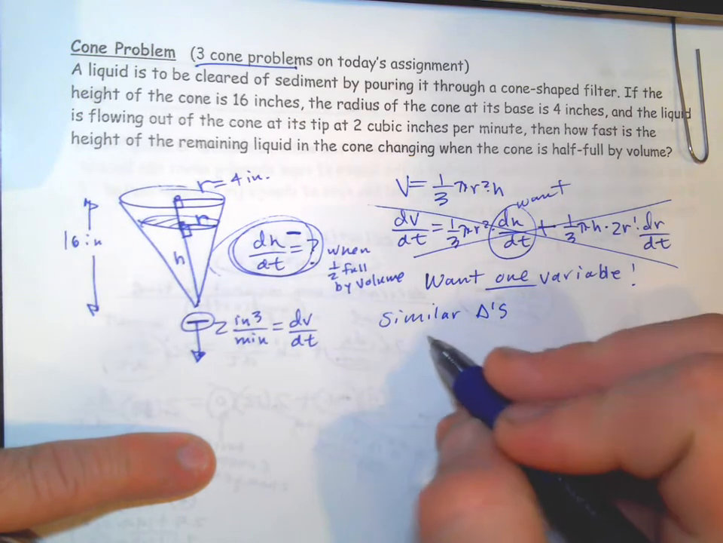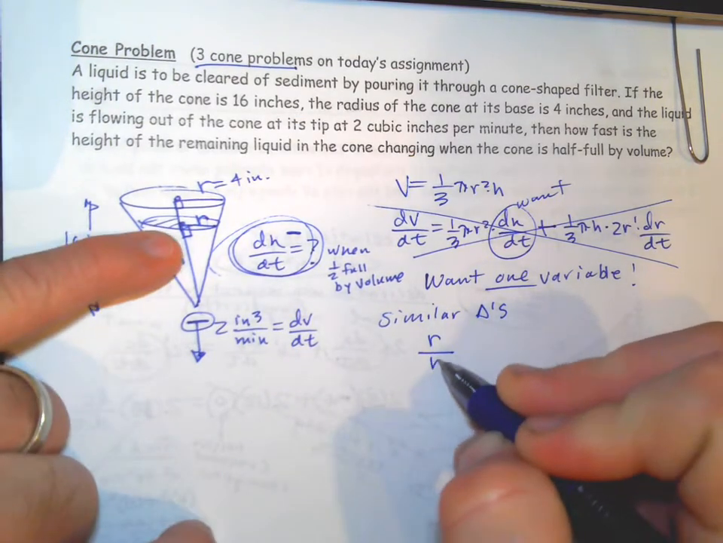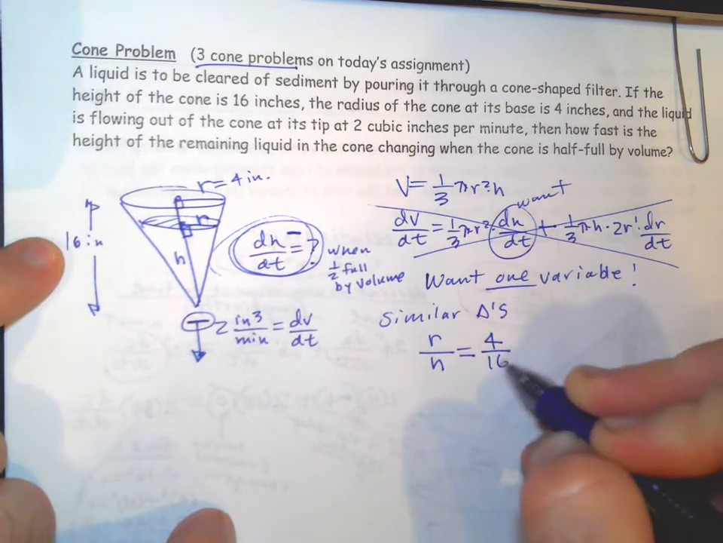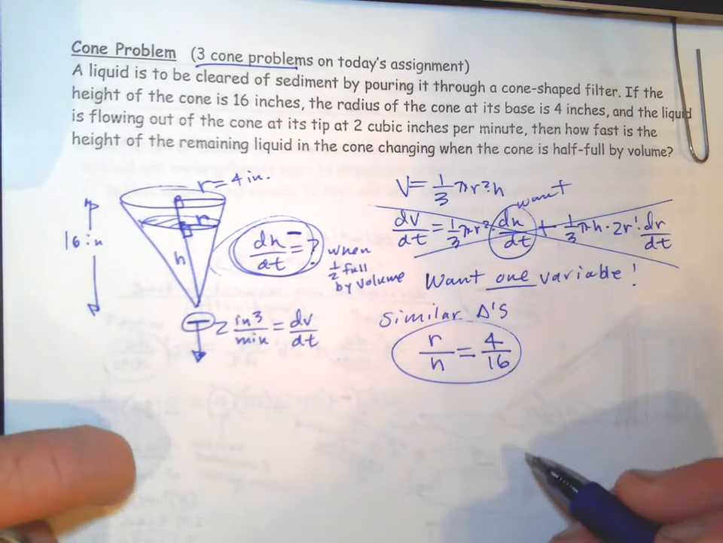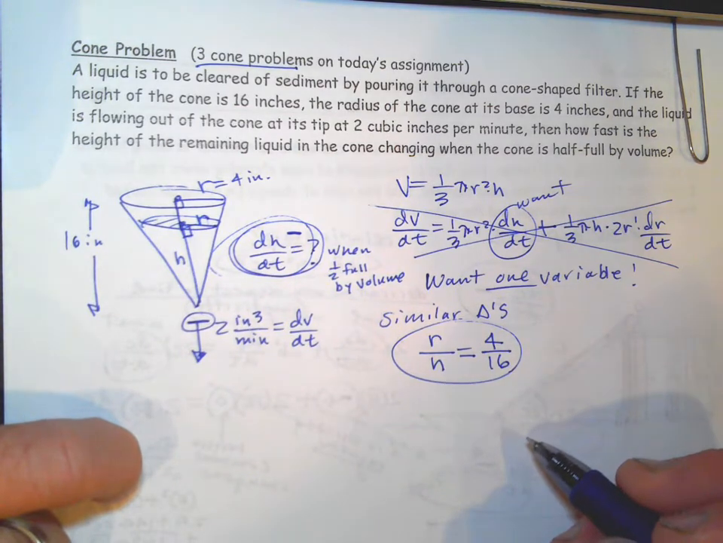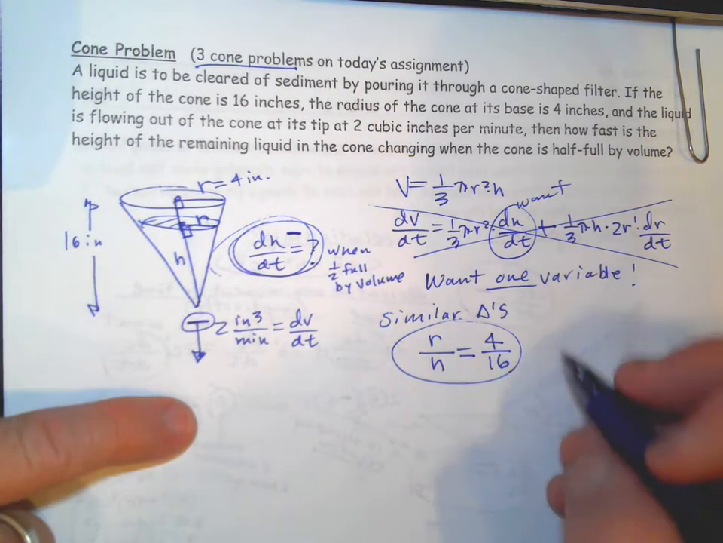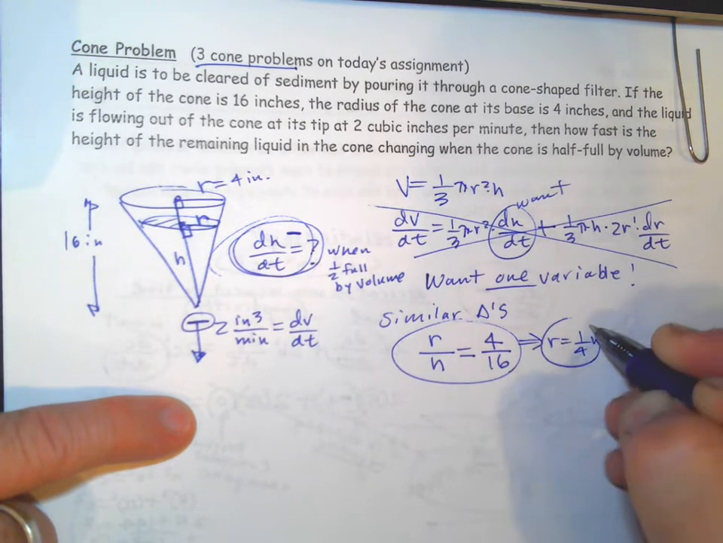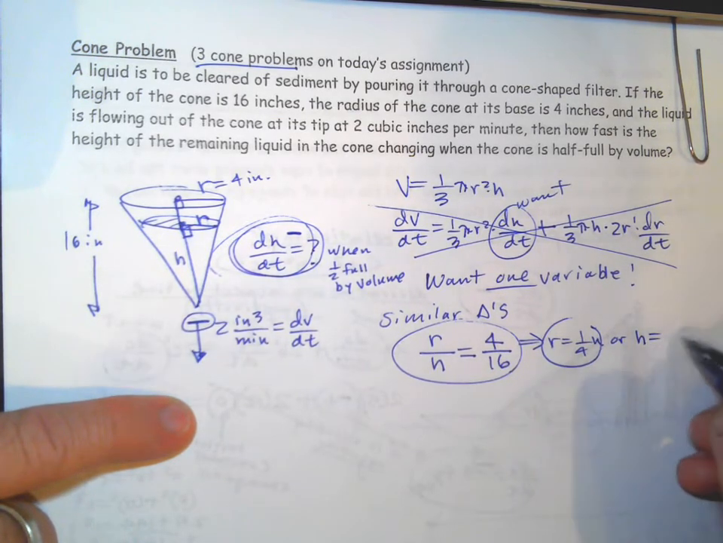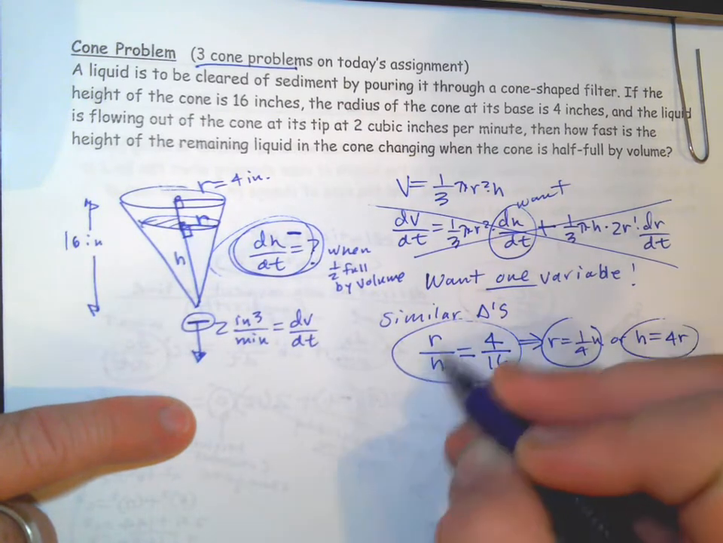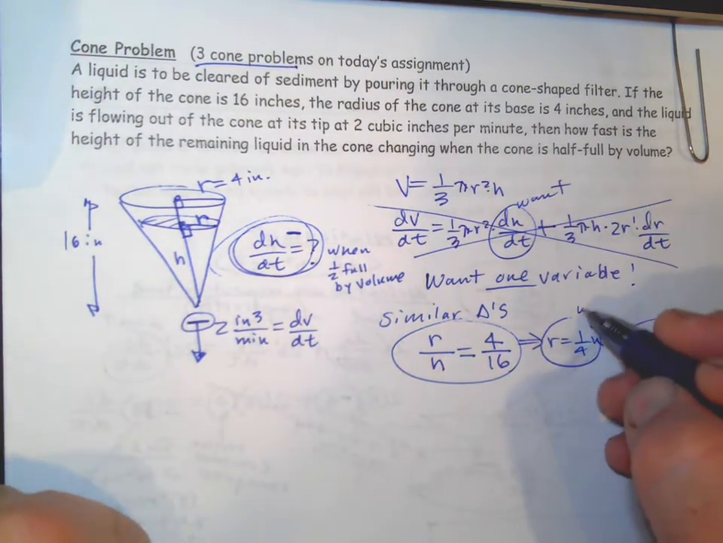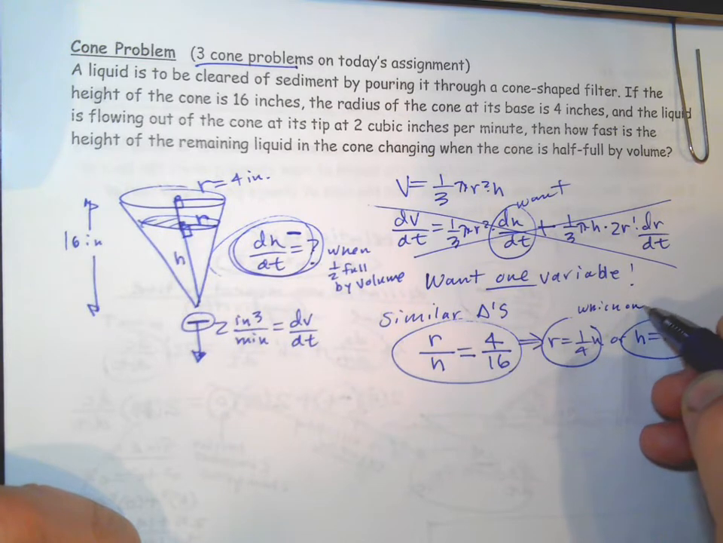And for similar triangles, r over h equals the original r, which is 4, over the original h, which is 16. So this is your relationship. The sides of similar triangles are proportional. This always happens in cones. So from here, you could either say r equals 1/4 h, or if you flip both sides, you get h equals 4r. Now, which one do we want to use? It depends on the problem. It depends on the information they gave you.